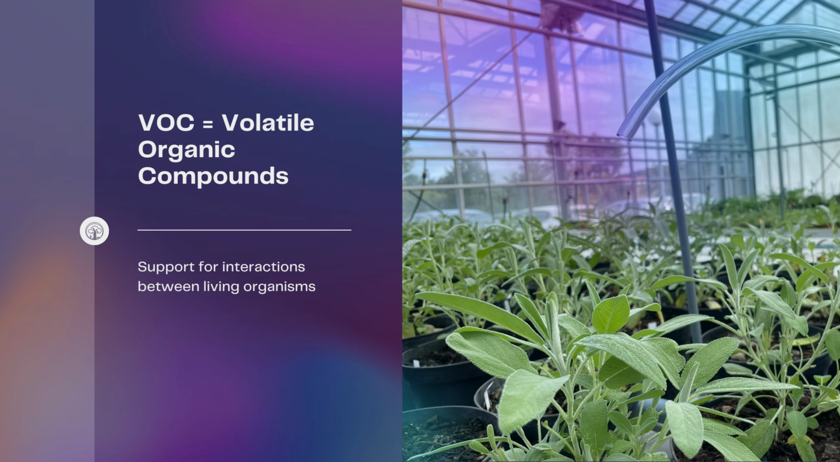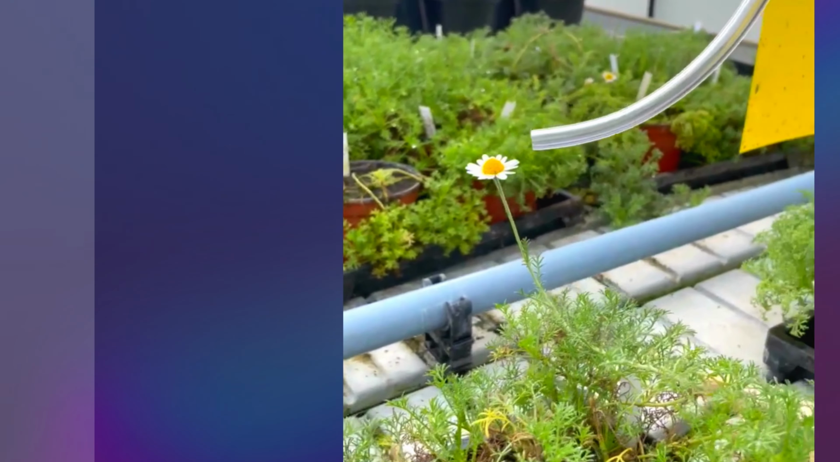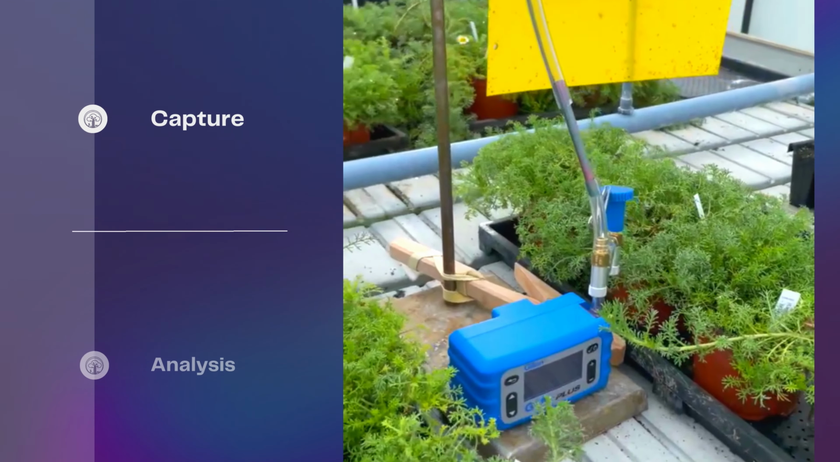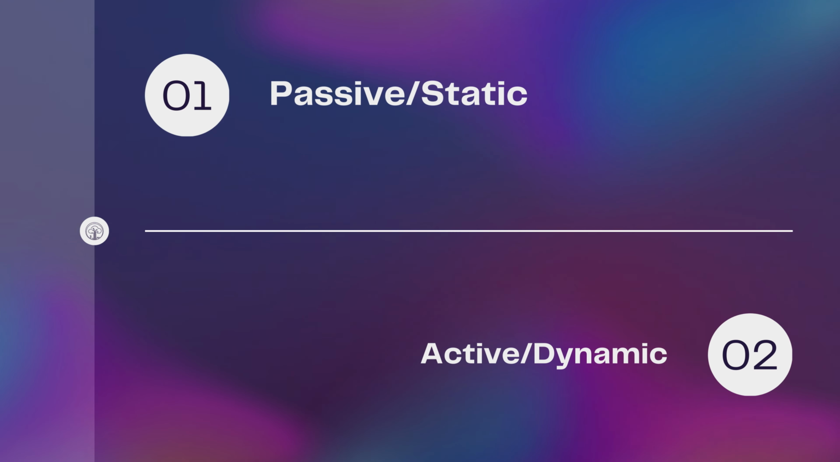Volatile organic compounds, VOCs, are often cited as support for interactions between living organisms. They exist in a wide variety of forms, but their concentrations in the air are low. Iteipmai is working to develop various ways of studying and capturing them, in order to analyze them. There are two types of capture: passive, static, and active, dynamic.